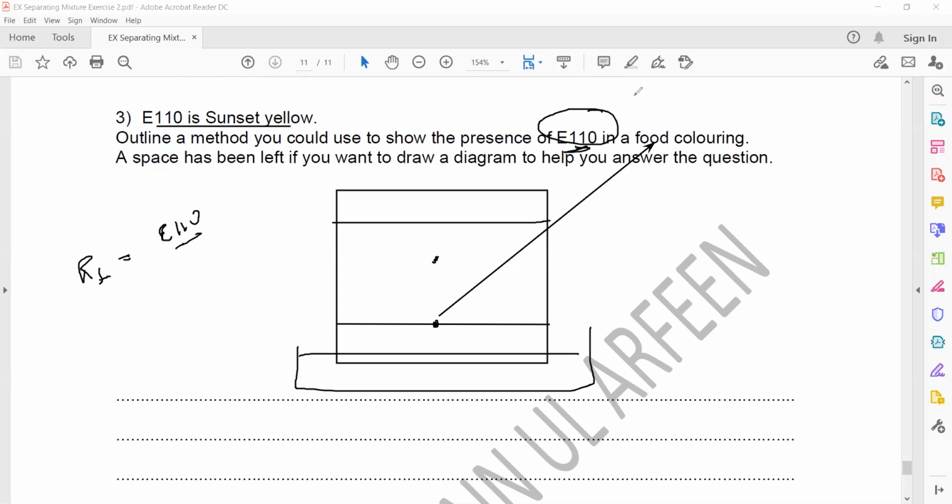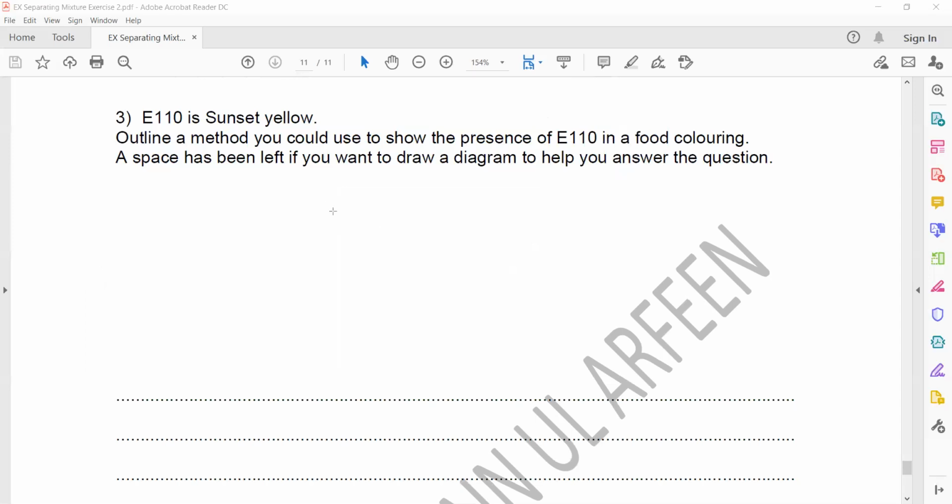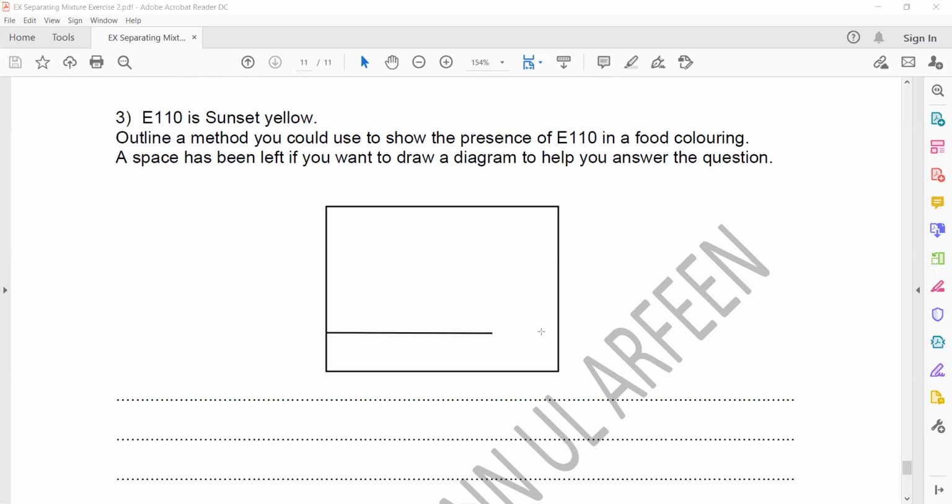Or there's also another way. You can place a sample of the food color and also a pure E110, a food color that is exactly E110. So what happened? The sample may have different colors, but one of its spots matches the E110. What does it show? It shows that the sample also contains E110. Is it clear?